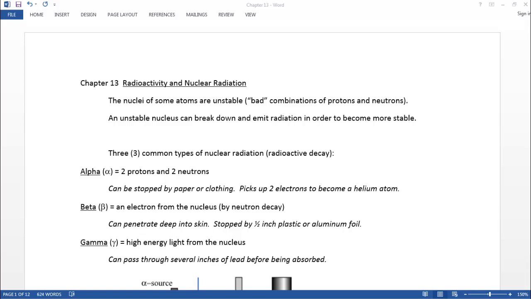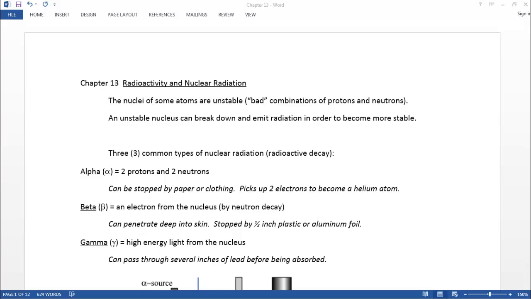Okay, and so what happens when you have these bad combinations of protons and neutrons? You have an unstable nucleus, and it wants to become more stable. So it can do some things to change the number of protons and neutrons in the nucleus. And the result is particles start flying out of the nucleus, and that's what we see as radioactivity and nuclear radiation.